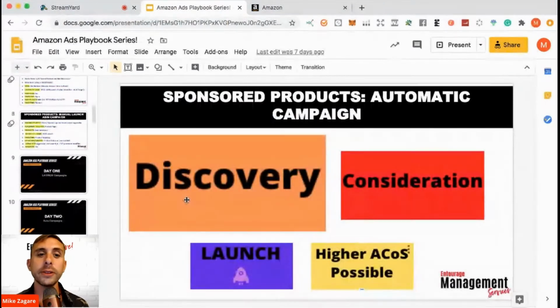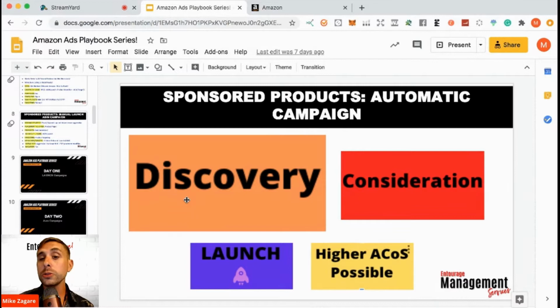So let's dive in. Keep in mind that a couple weeks back, we spoke about the customer buying cycle, how to use Amazon ads during every stage of the customer buying cycle. In this phase, what we're going to be talking about today is the discovery phase and the consideration phase of the customer buying cycle. Essentially, what we're doing is we're helping shoppers find our products. So we're helping them discover our products using the automatic campaigns.